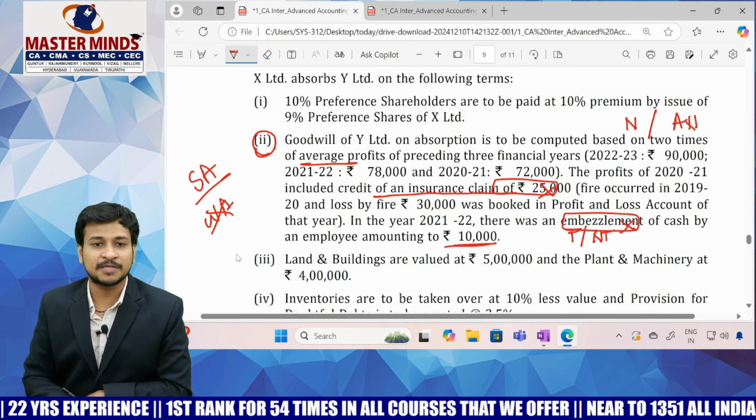Take care, components are different and elements are different. Components are the statement of balance sheet, form of balance sheet, statement of P&L, statement of changes in equity, cash flow statement and notes to accounts. But these are elements: assets, liability, equity, income and expense. Take care. Asset, liability, expense, income and equity. Next.